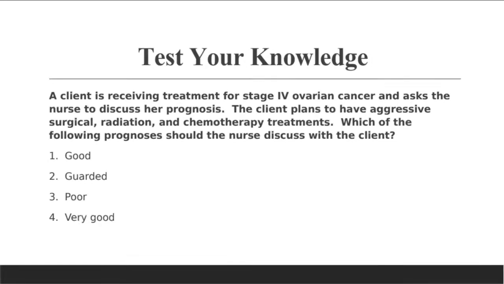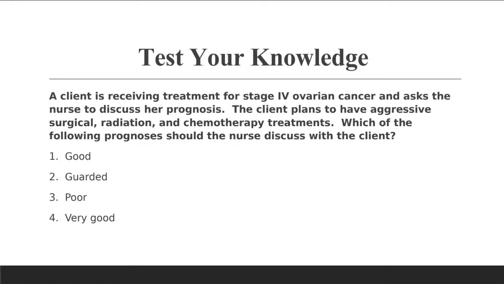So stage 4 carries a very poor prognosis. So the answer is number 3. So remember to look up the stages. Okay, so stage 4 is metastatic disease. That means that that cancer has traveled to distant sites, and this patient has a poor prognosis.